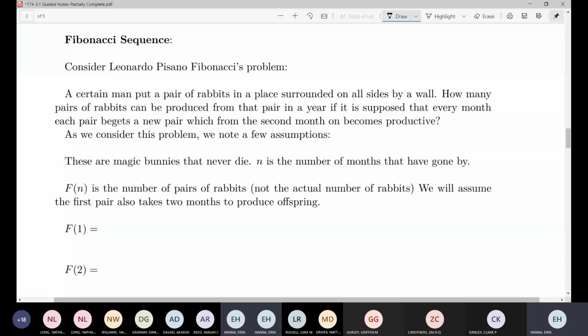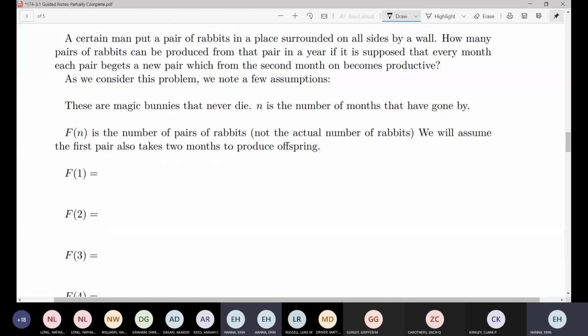So we're going to have these rabbits. And we want to consider the fact that these are magic bunnies that never die. And n is the number of months that have gone by. And we want to know how many pairs of rabbits we have after n months. So we're not counting the actual number of rabbits, we're counting the number of pairs of rabbits. And we're going to assume that the first pair also takes 2 months before they start having babies. So I want to figure out how many pairs of bunnies we got.